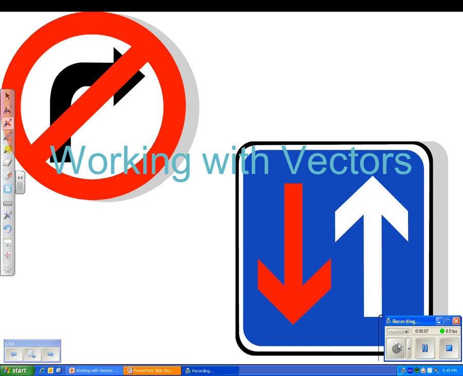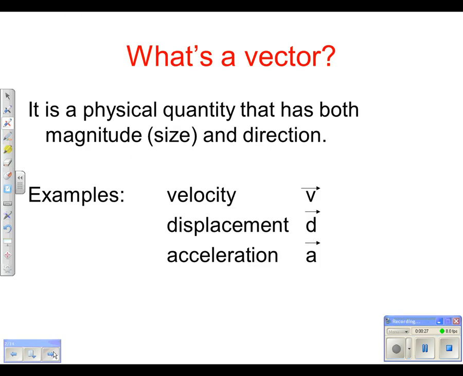All right, so welcome to your lesson on using vectors. For those of you familiar with Despicable Me, remember that Vector was the criminal with magnitude and direction. Just kind of keep that in mind while we go through this. So a vector is a physical quantity that has both magnitude and direction. Physical quantities are those things that we're measuring in physics.